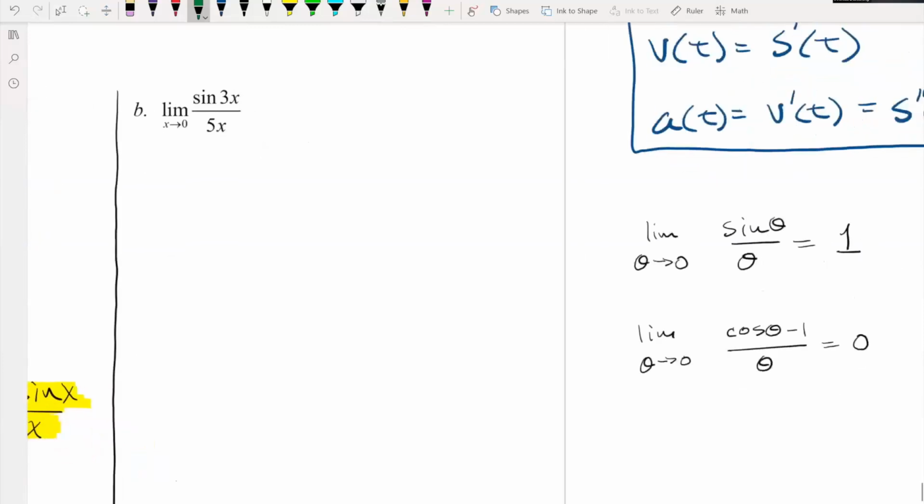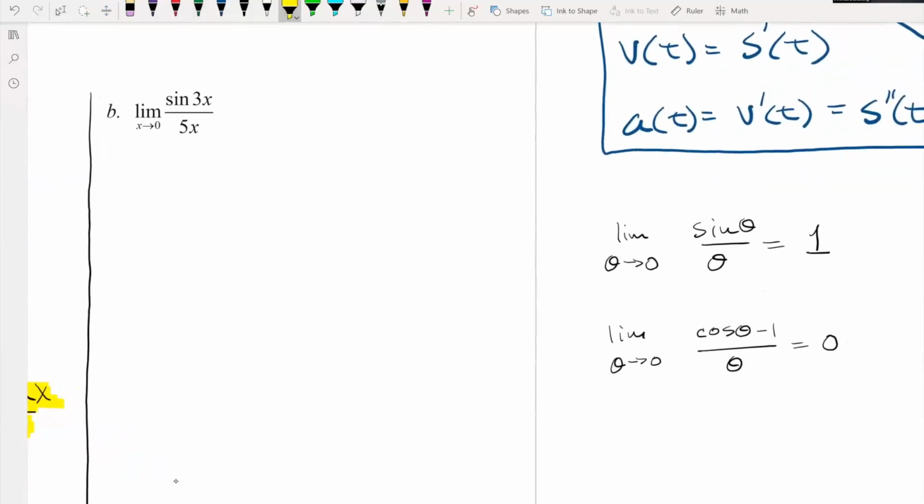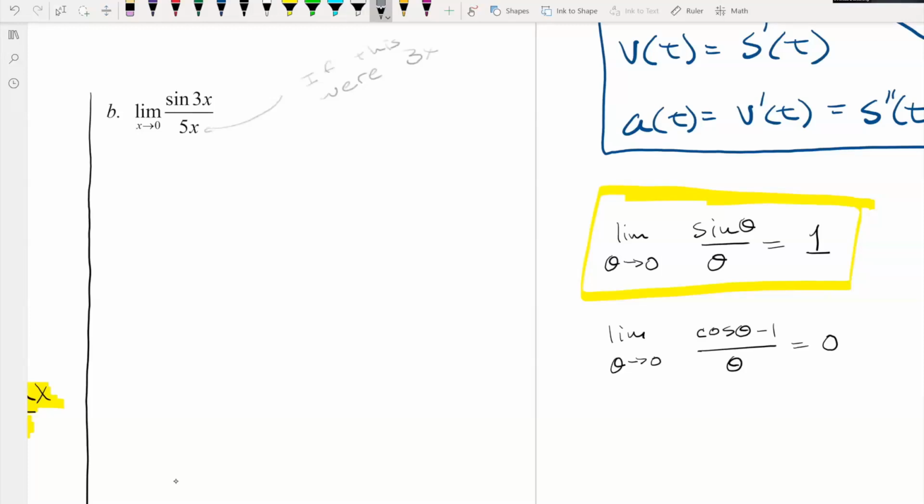Okay. Let's look at the next one. Now, again, I want to probably create this one here. If the bottom were 3x, I'd be in pretty good shape, right? Because then the angle above and the angle on the bottom would be the same, right? I'd have my thetas. I'm talking about this theta in pink here and this theta in pink here would be the same if they were both 3x, okay?